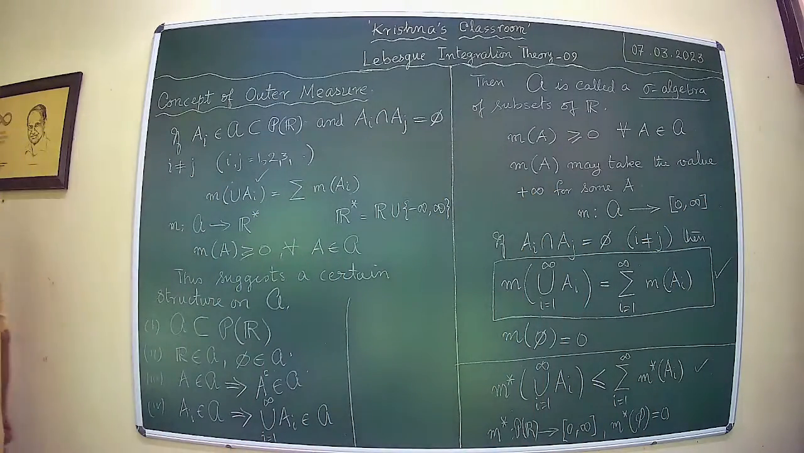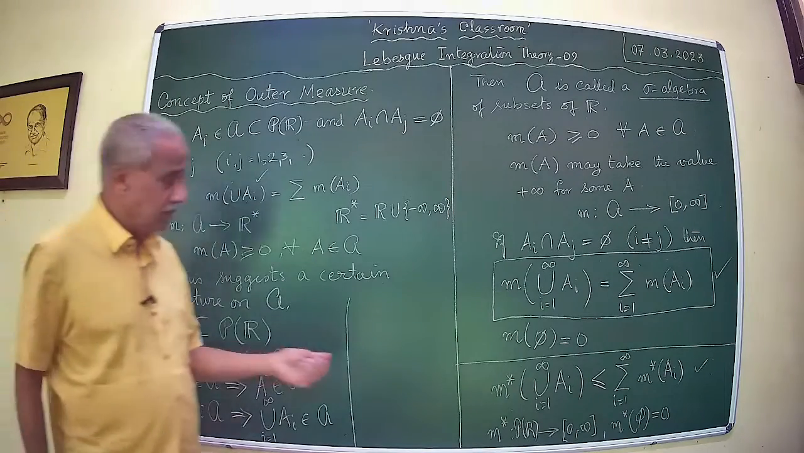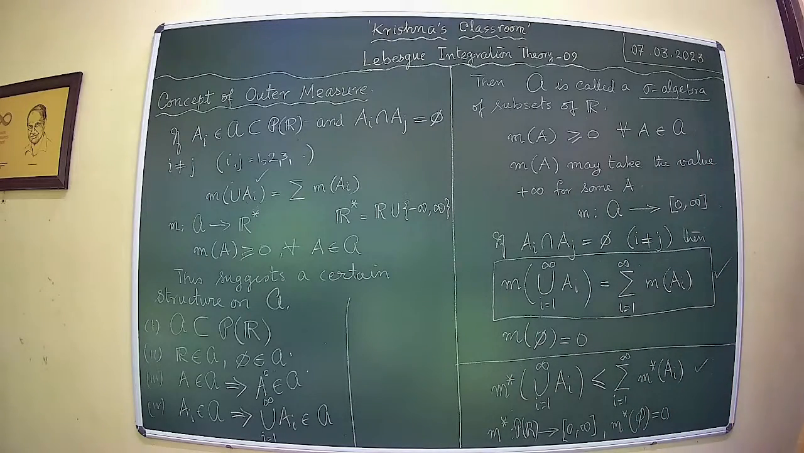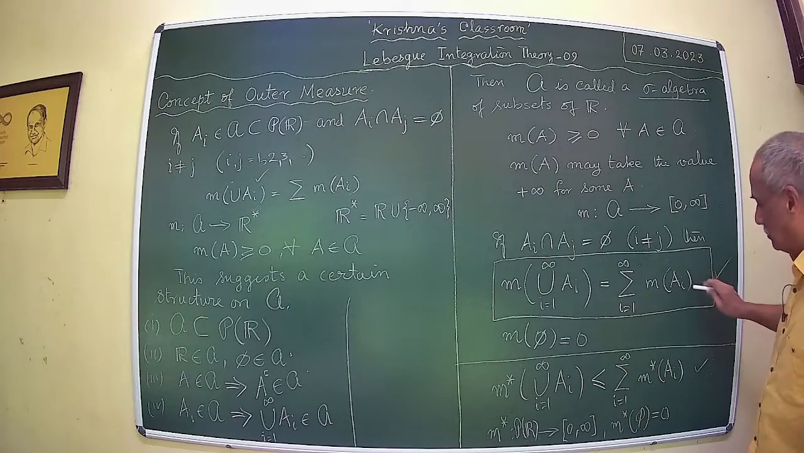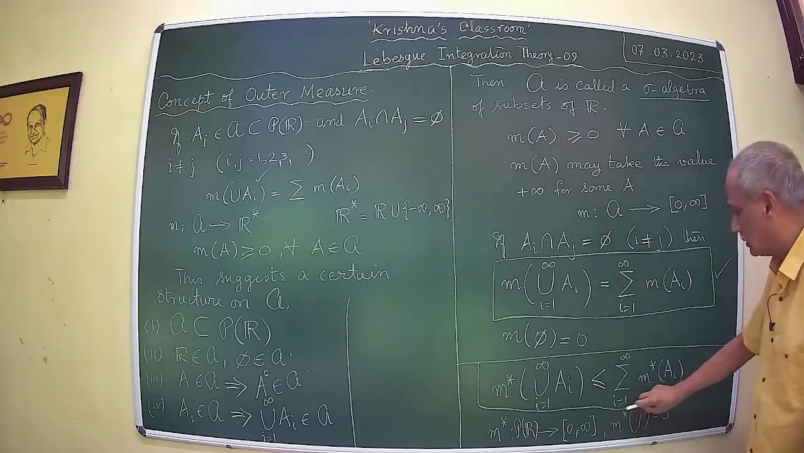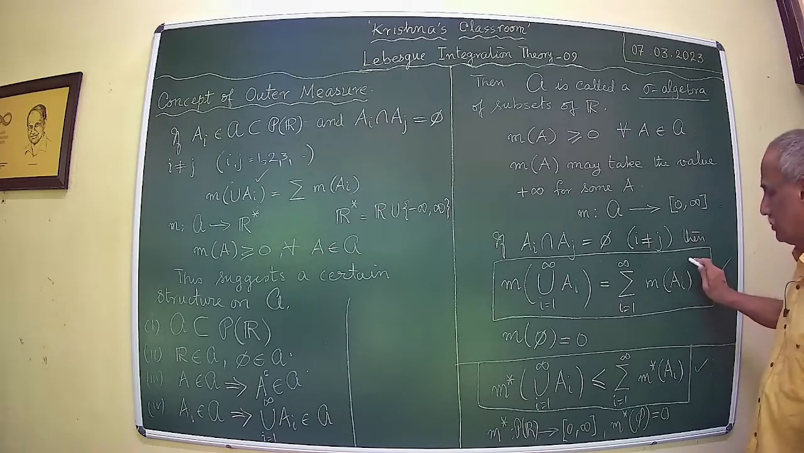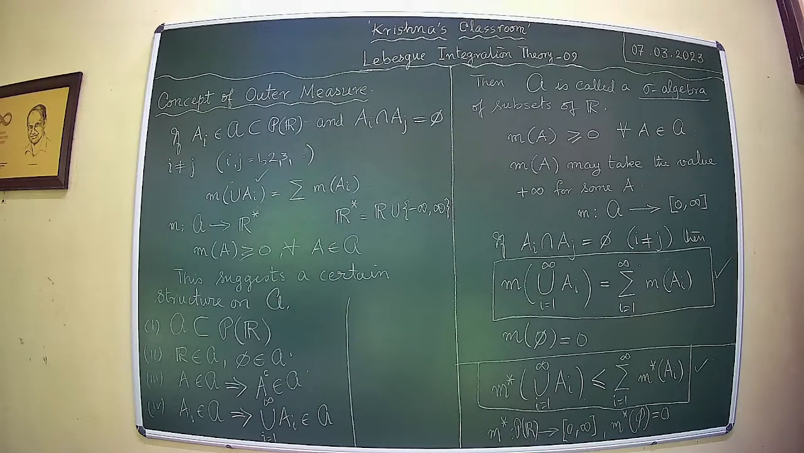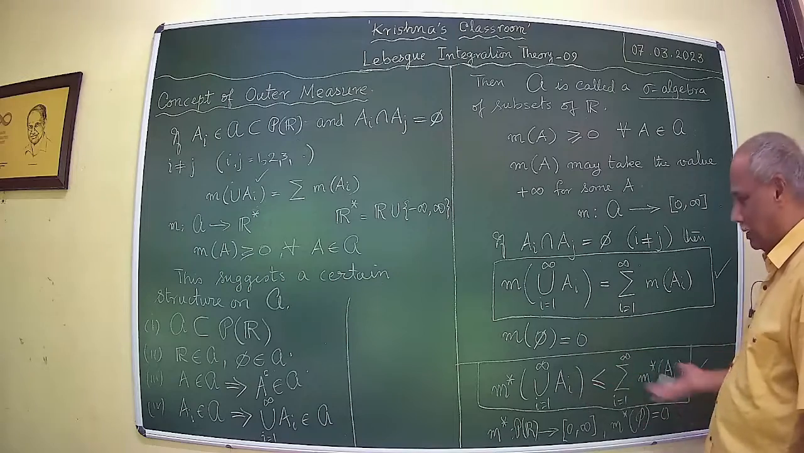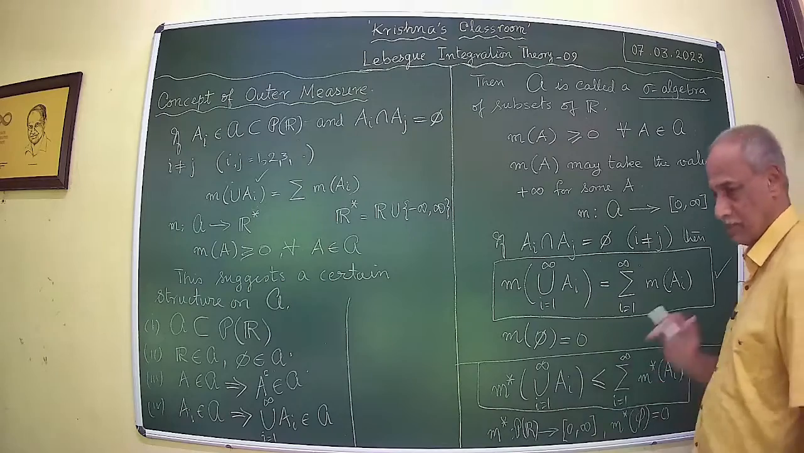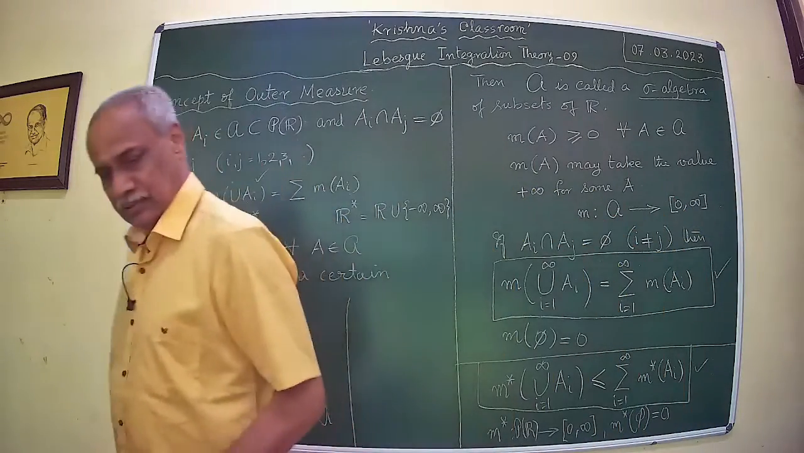And such a function is what you call an outer measure. Okay, so this is the crucial point. Instead of such a stringent restriction, we replace it by a more easily manageable requirement, namely what is called the condition of subadditivity. Okay, that's the whole idea.